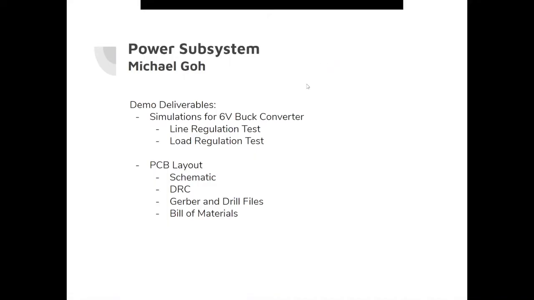Okay, so this is the demo for the power subsystem. I'll be showing the 6-volt buck converter that will be used to power the MicroMaestro, which in turn powers our motor system. The converter will be used to step down the voltage coming out from our 12-volt battery to an appropriate level for the MicroMaestro controller, which powers the motor system.